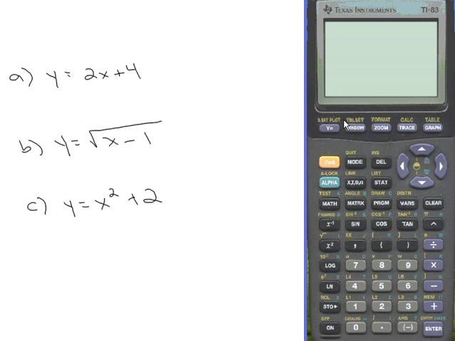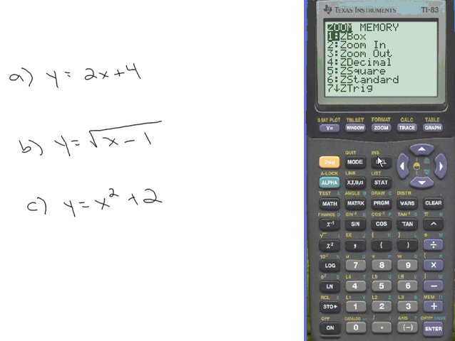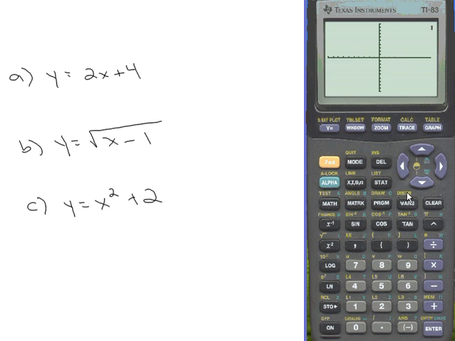When talking about domain and range, the best thing to do is just to graph the function. So we'll start off with the first one, y equals 2x plus 4. The biggest exponent that we have for our x is the 1, so we know we're going to have a linear equation. So we enter this in, 2x plus 4, and graph, and you can see that it's a straight line. So if we just change to a standard window, it's a linear function.